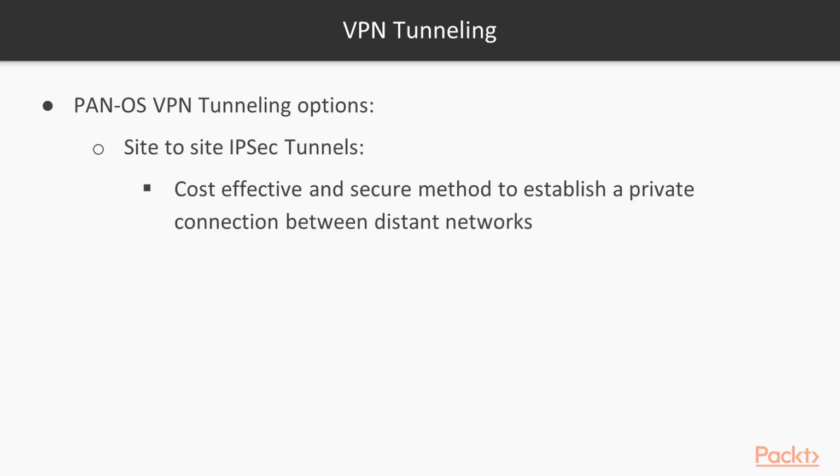IPsec tunneling. We want to connect remote offices. We want to connect to an external entity or a partner. You decide to partner with company B, your company A. You don't necessarily want an MPLS or a dedicated leased line to establish a private LAN or a private network between the two entities. You can do a cost-effective interconnect, and it's still private, over the internet by creating an IPsec tunnel.